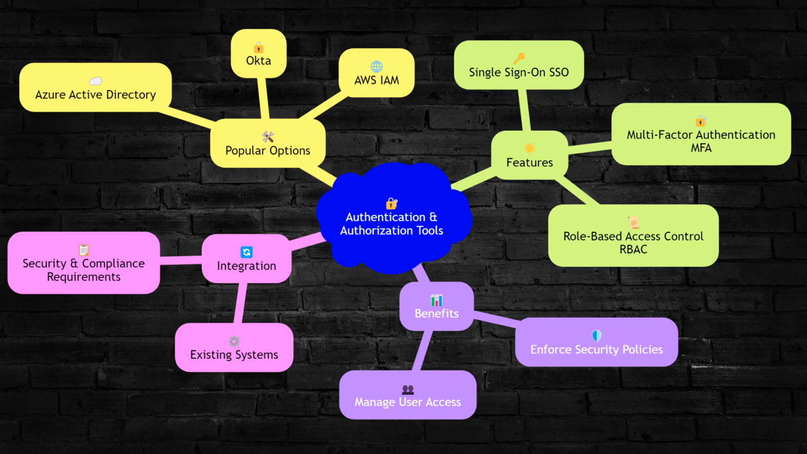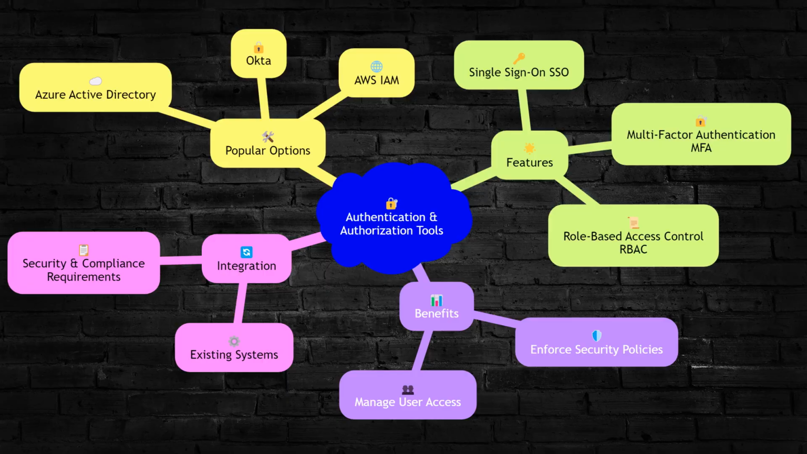There are various tools available to help implement and manage authentication and authorization in a DevOps environment. Popular options include Azure Active Directory, AWS IAM, and Okta. These tools offer features such as single sign-on, SSO, MFA, and RBAC, making it easier to enforce security policies and manage user access. Choose tools that integrate well with your existing systems and provide the necessary features to meet your security and compliance requirements.